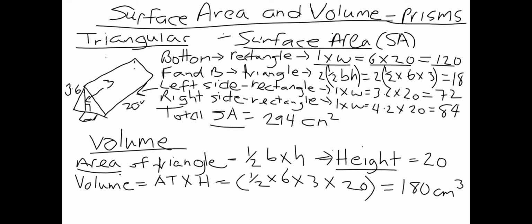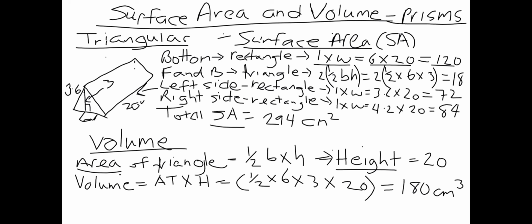So here we have the surface area and volume of another prism called the triangular prism. And we're going to identify each section as we go through it. So the bottom section is a rectangular shape. And in that case, we have just length times width as a regular formula for the rectangular surface. So that's the reason why we say length times width is 6 times 20, which is equal to 120.